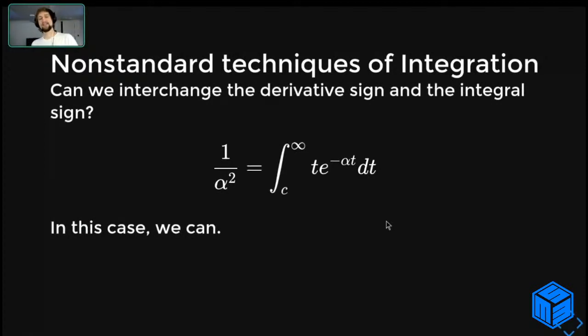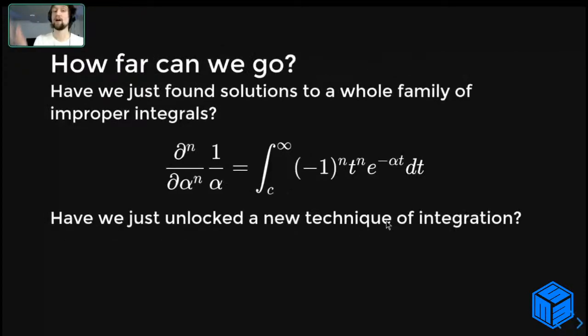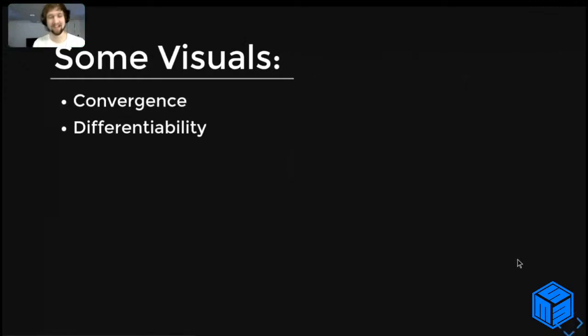Is it really okay to just swap the integral sign? Is this rate of change of the area under a curve function really proportional to the way the curve changes? In this case, yes. How far can we go, though? Can we take the derivative n times, where n is any number? Just keep on going. Have we unlocked a new technique of integration? Can I use this on any function I want? And that is what we'll be understanding later on in the talk, actually right away.